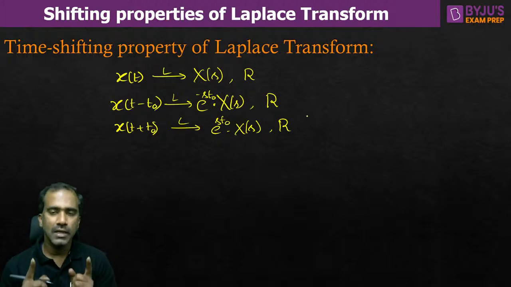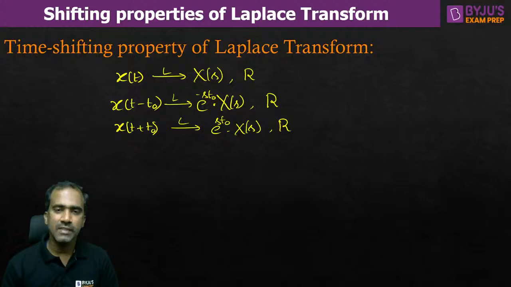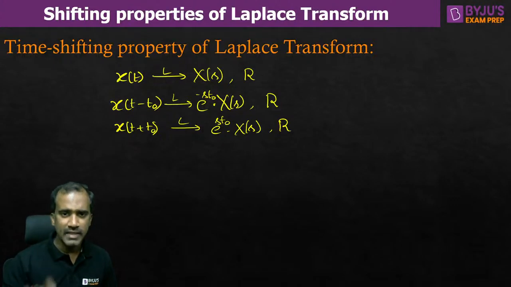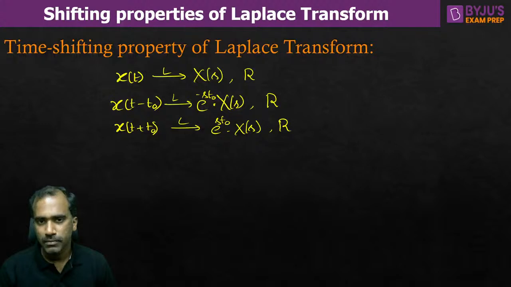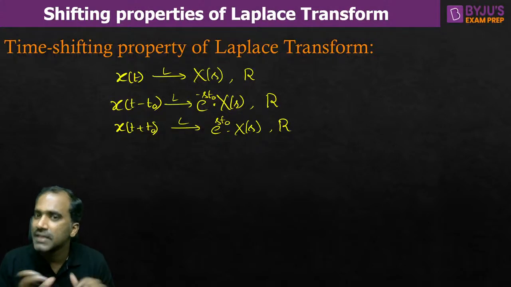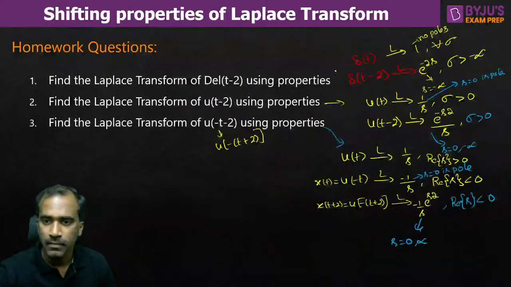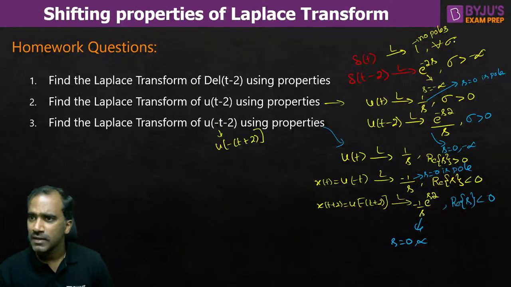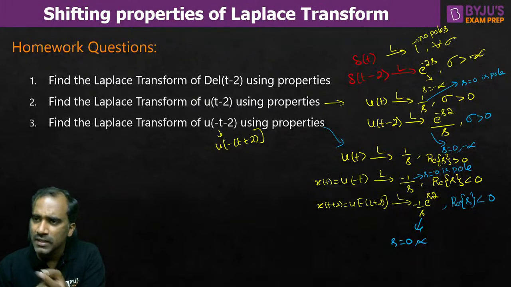If you ask me a question, will the time shifting property change the ROC or not? Only two options are there. Don't stay in the middle, sir. Sometimes it changes, sometimes it does not change. If you ask me, will it change, yes or no? I would say no, because the ROC is not affected significantly. Even if you observe the previous slide, see this one? Here, is the ROC affected significantly? Only one pole is created, and that is not part of the ROC.